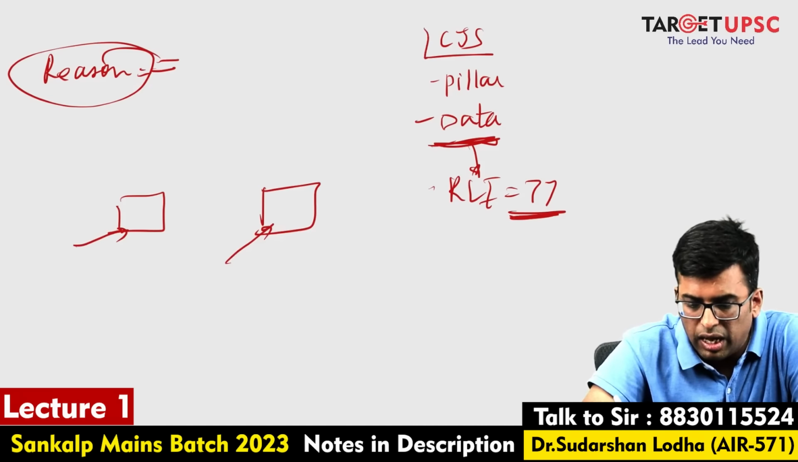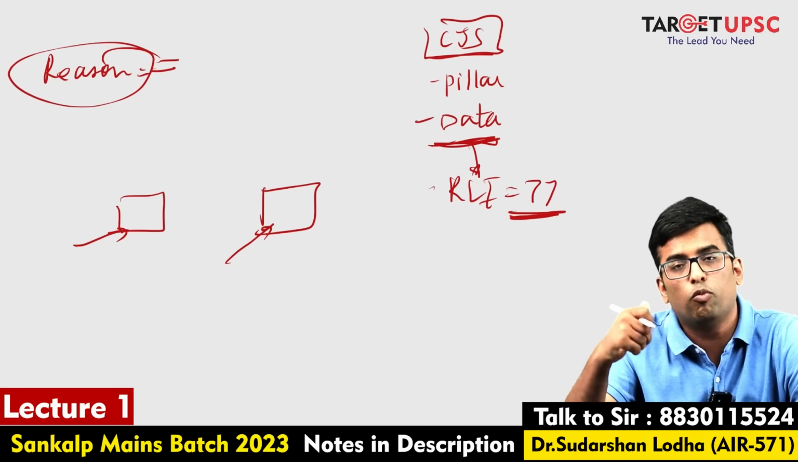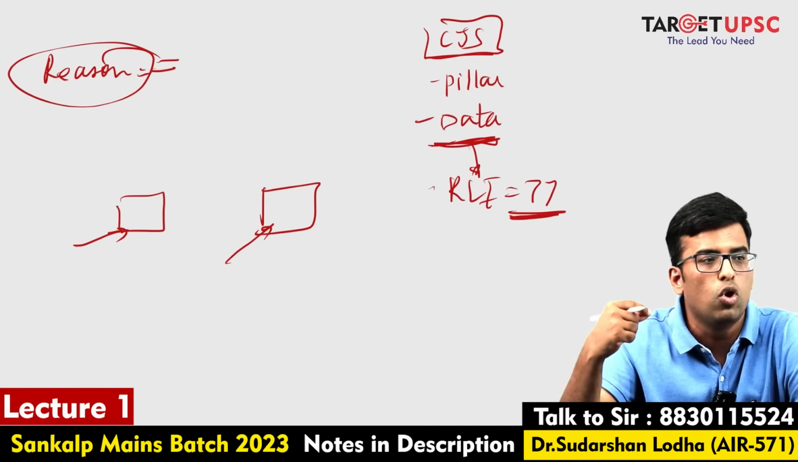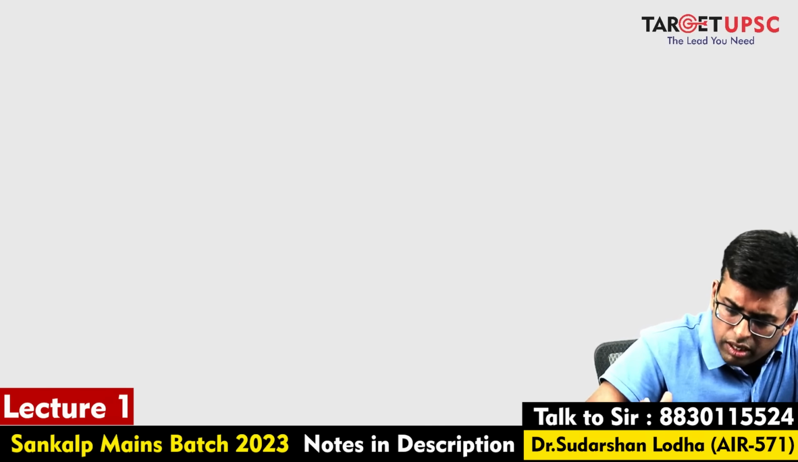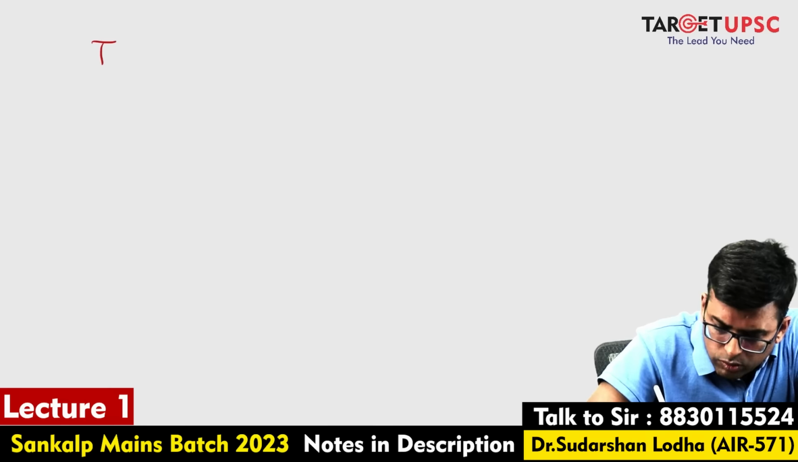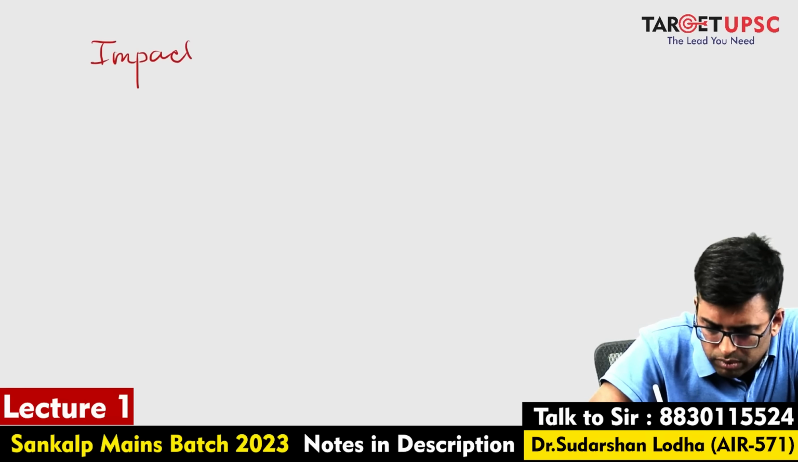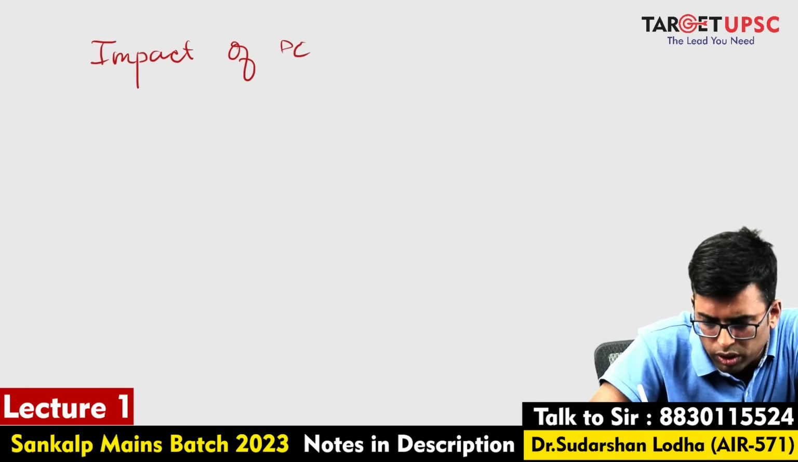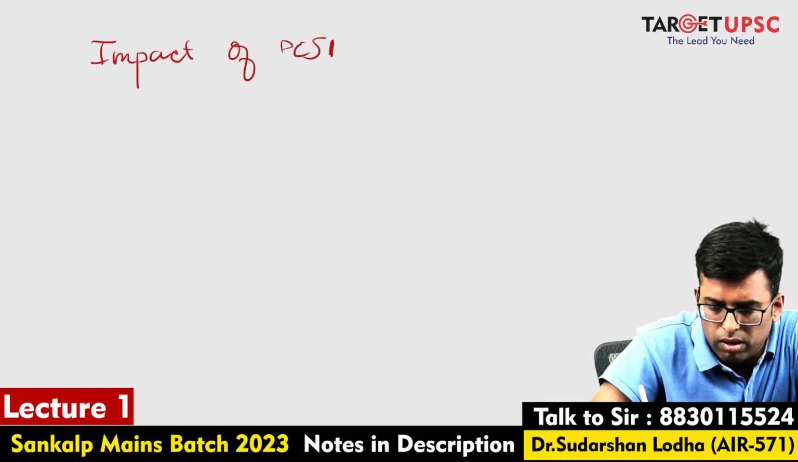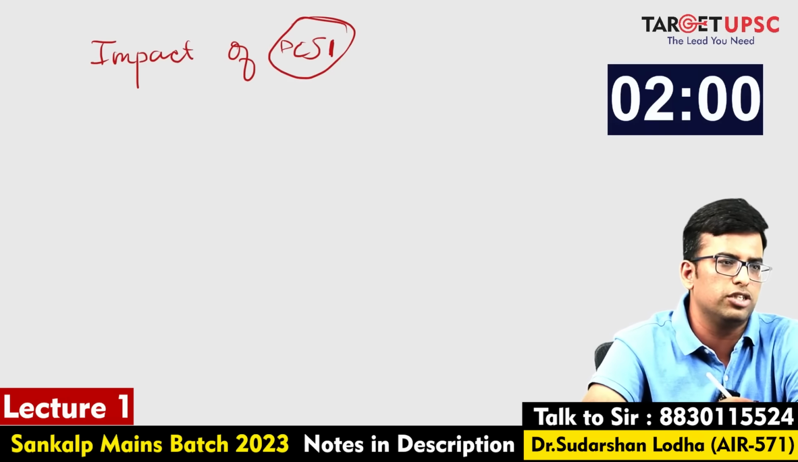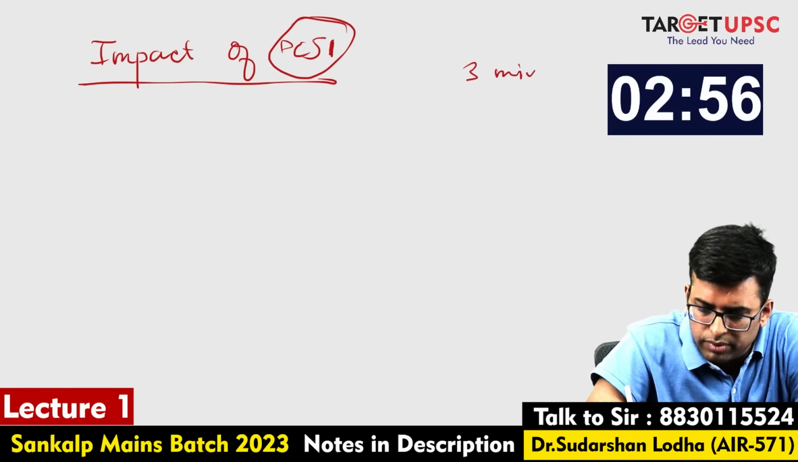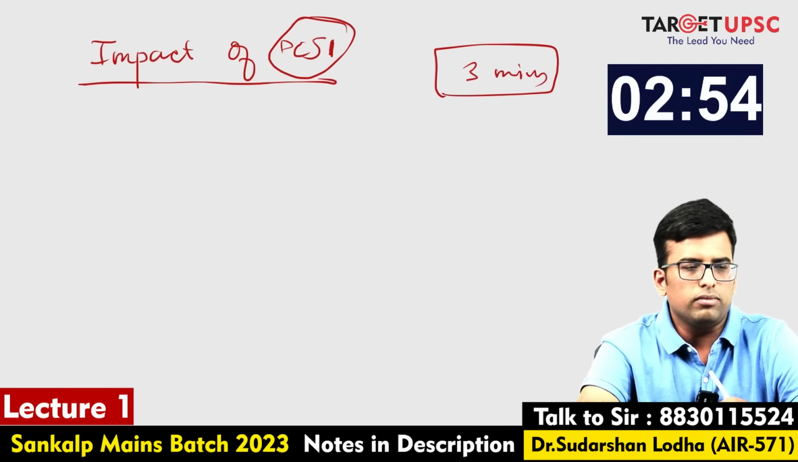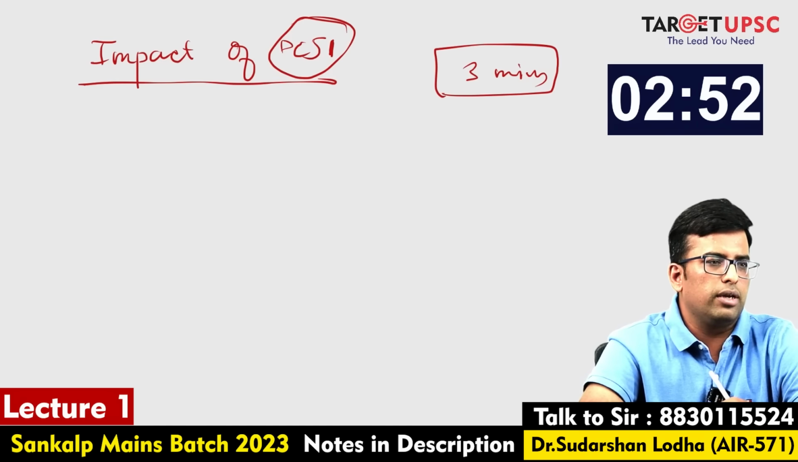तो अभी हमने क्या देखा कि what is criminal justice system, what is the aim of criminal justice system, why I think it is degrading. ठीक है, now you have to think for next 3 minutes, what is the impact of poor criminal justice system. Everyone is going to think for 3 minutes.